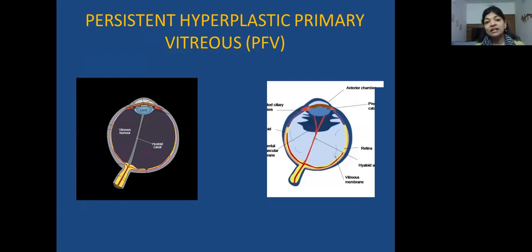Now, the next congenital abnormality that you can have is persistent hypoplastic primary vitreous. Like I told you, these hyaloid vessels supply nourishment to the lens. Normally, the distal end of the hyaloid vessels is supposed to regress with age, whereas the proximal end forms the central retinal artery, which supplies blood vessels to the retina. So what happens when this doesn't regress is that you can get cataract occurring in these kids.